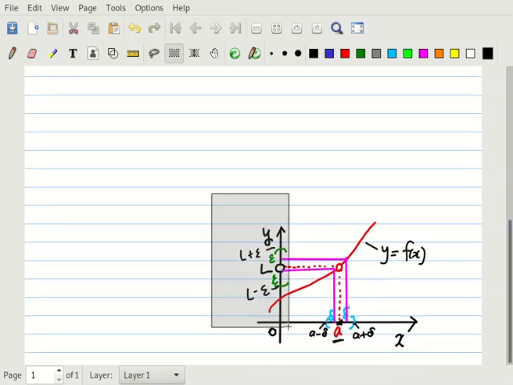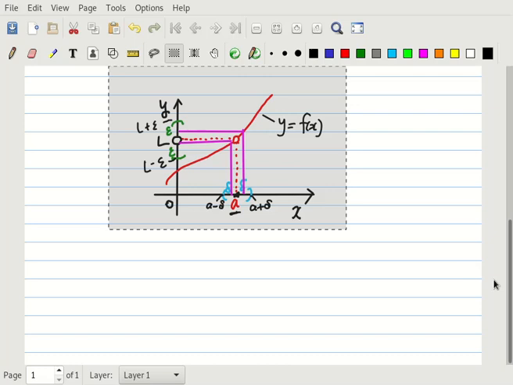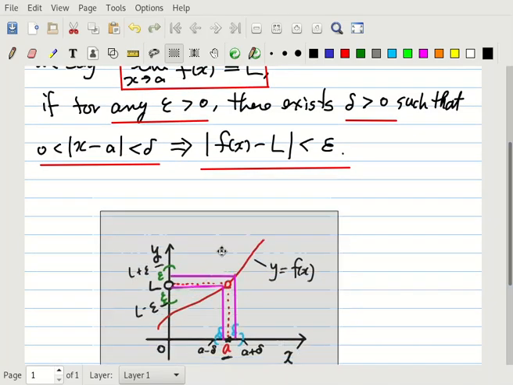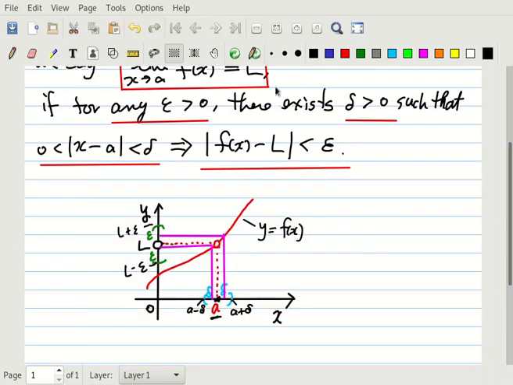Using the graph we can see the picture. Now this is the graph of the function. This is A here. Okay, so for any epsilon, we are taking the interval L minus epsilon to L plus epsilon. Then we can find there exists delta.